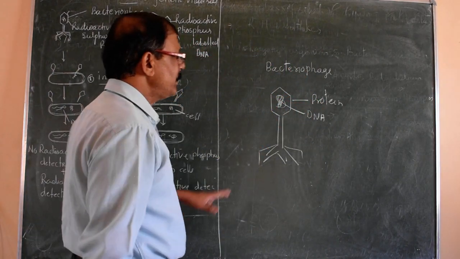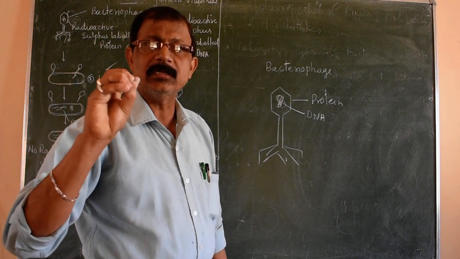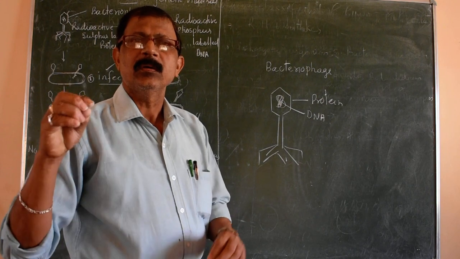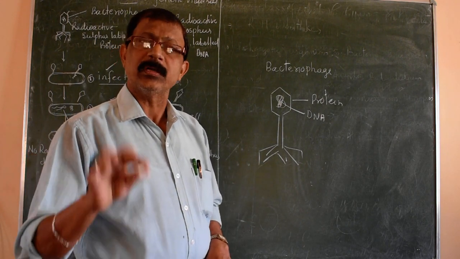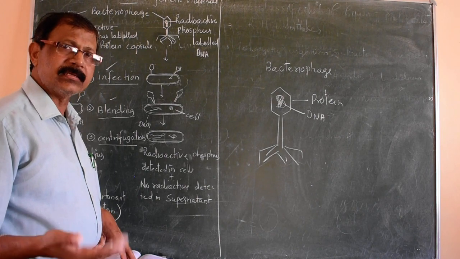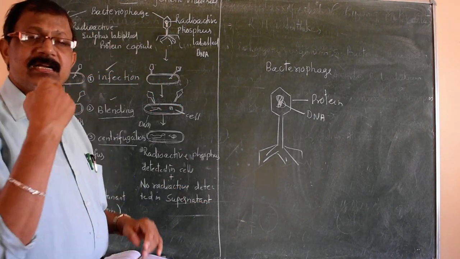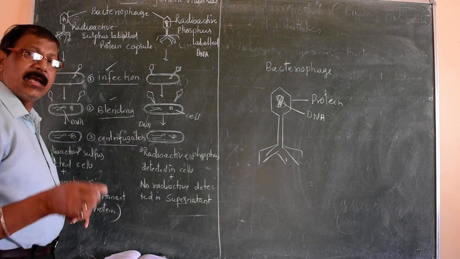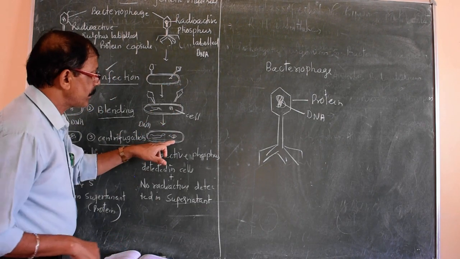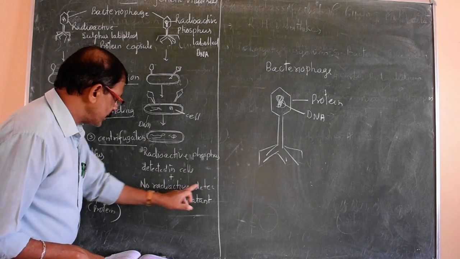This bacteriophage contains only two components, DNA and protein. Which of these came inside? What came inside the bacterial cell, which is transferred and which is transformed? Only the DNA is transferred, not the protein. The protein stays outside, remaining in the same place after the blending. After the blending and the centrifugation, the protein gets separated. But the DNA present inside the protein entered the bacterial cell, and later it is known that this DNA is radioactive, because radioactive phosphorus is detected in the cells, but no radioactivity is detected in the supernatant.